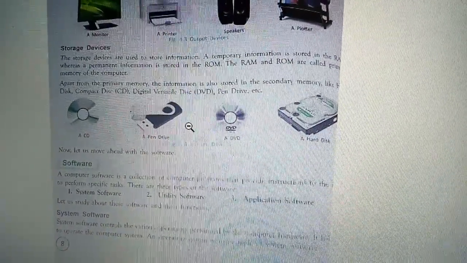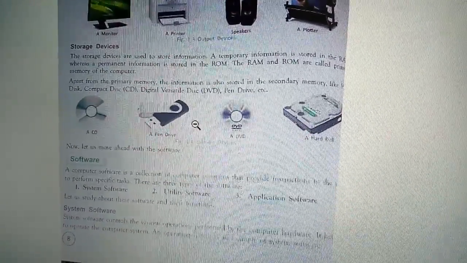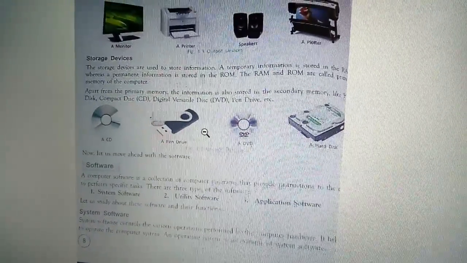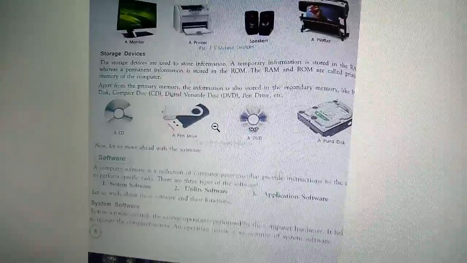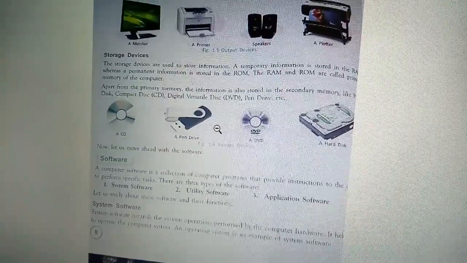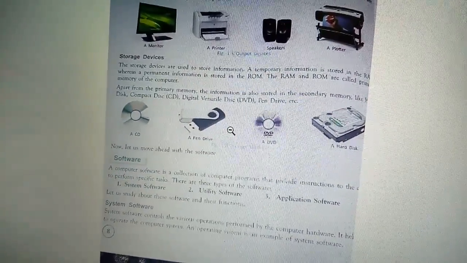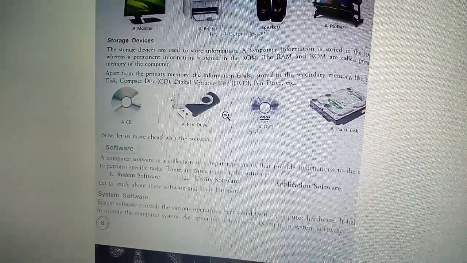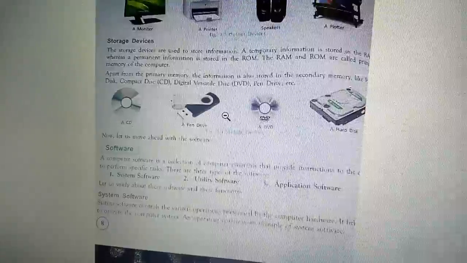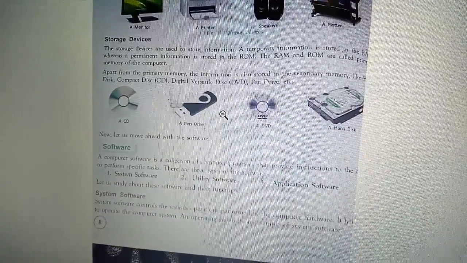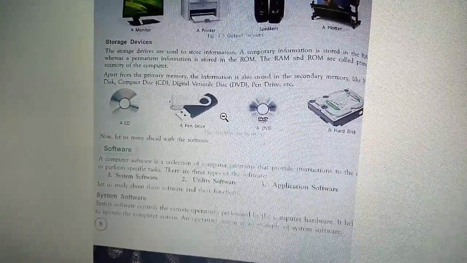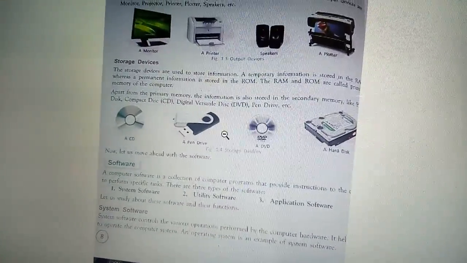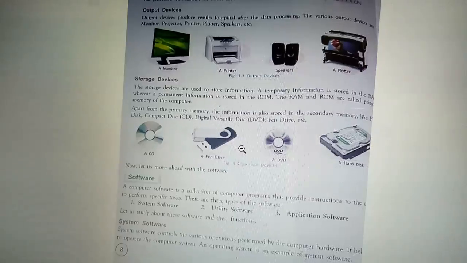Temporary information is stored in the RAM. What is the full form of RAM? Random access memory. You have learned this in your previous class. Whereas permanent information is stored in the ROM. If we want to store information permanently, it is stored in our ROM, and the full form of ROM is read-only memory.